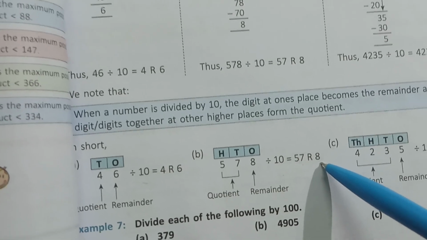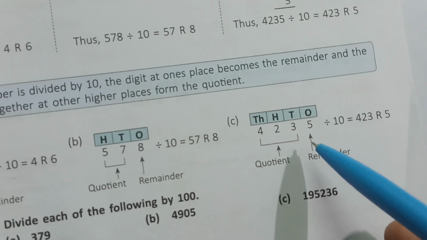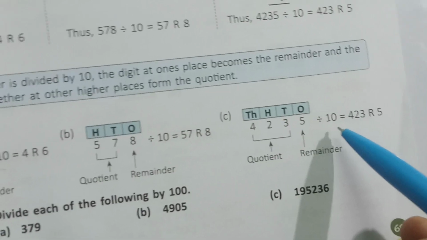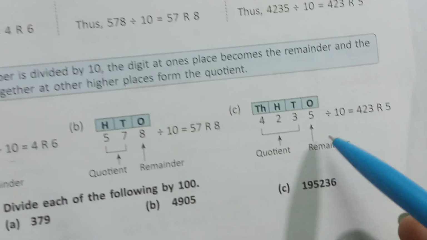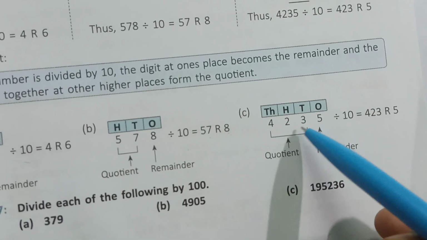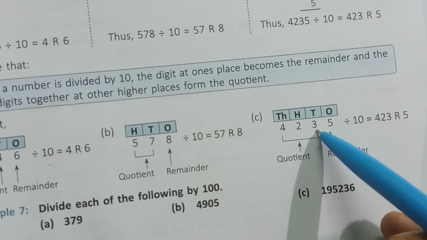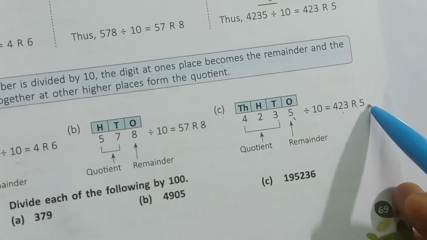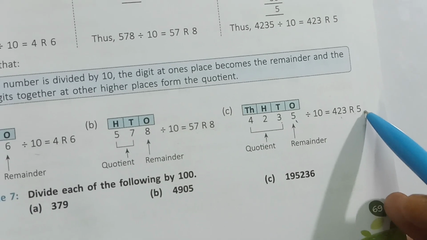Clear? Again, taking a big number, suppose we are dividing 4235 by 10. So children, as you are dividing by 10, the digit at the ones place will be the remainder and the rest of the digits will be your quotient. So 423 is your quotient and 5 is your remainder. So right here 423 quotient, R5, that is remainder 5. I hope it is clear.